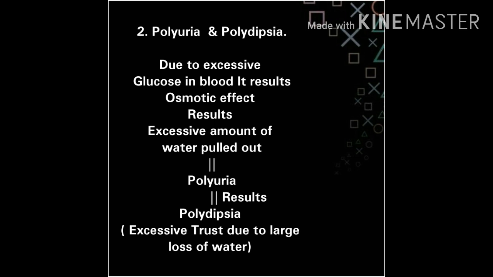Due to the excessive amount of glucose in the blood, it results in an osmotic effect. That results in an excessive amount of water being pulled out due to the osmotic effect, and this leads to polyuria. This polyuria leads to polydipsia, that is excessive thirst, due to the large amount of water lost from the body. So these both are symptoms which can be explained very simply.